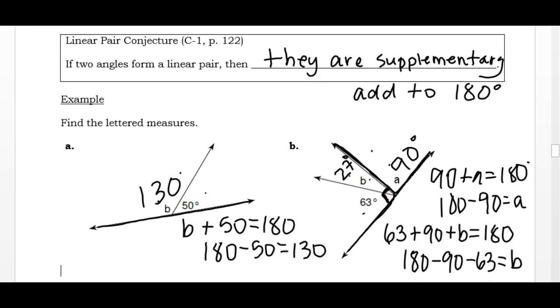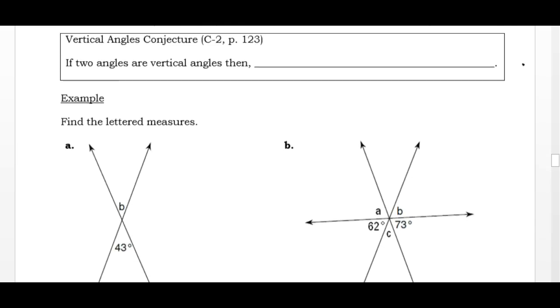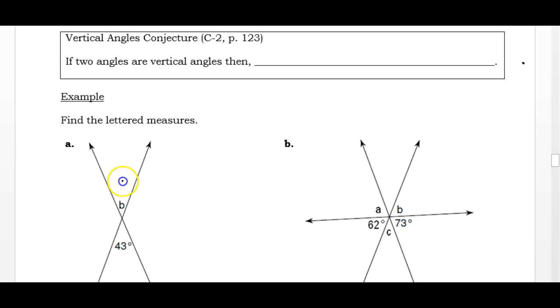Scrolling down, I have vertical angles. Remember, vertical angles are angles that are directly across from each other. So either top and bottom, or it could be left and right, or if your angle's a little more askew, it could be northwest and southeast, however you want to look at it.